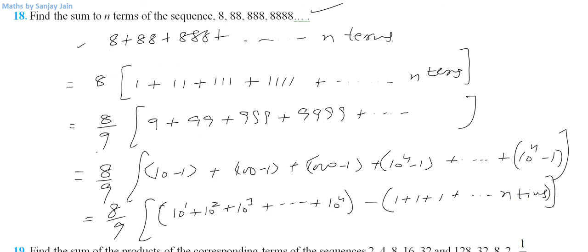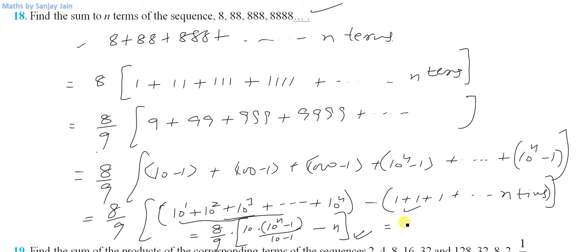So now I think this is a simple calculation. 8 by 9, this is a simple GP in which the first term is 10 and the common ratio is also 10. So the sum of n terms of this GP will be a times r raised to power n minus 1 divided by r minus 1, right? Minus, this is 1 plus 1 written n times, so it will be n. Okay, so this is your answer.